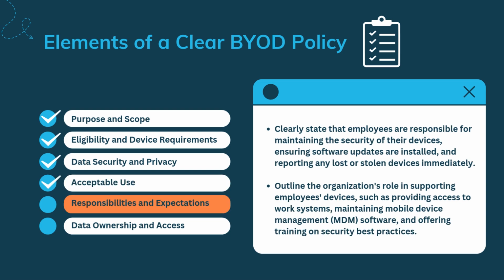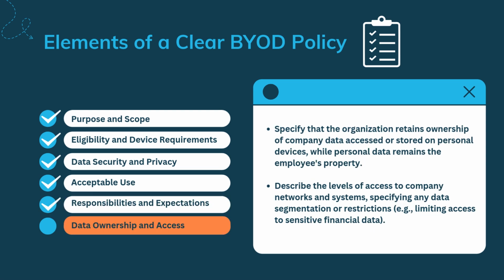The responsibilities and expectations of both the employee and the company should be outlined. The policy should make it clear that it's your responsibility to keep your device secure. This means making sure software updates are installed and letting the company know right away if your device is lost or stolen. The policy should also explain what the company will do to support you, such as providing access to work systems, maintaining mobile device management software to keep things secure, and offering training to help you stay on top of security best practices.